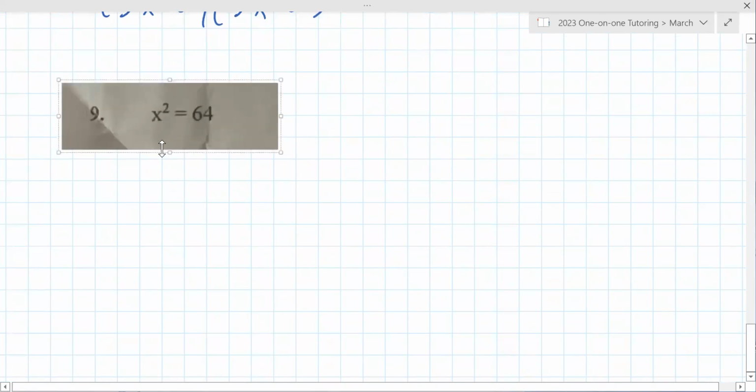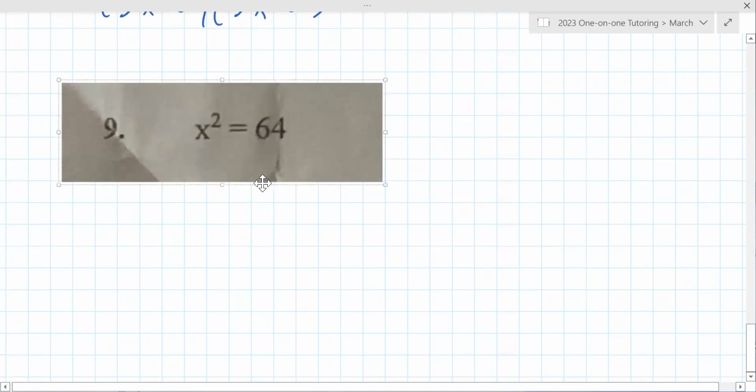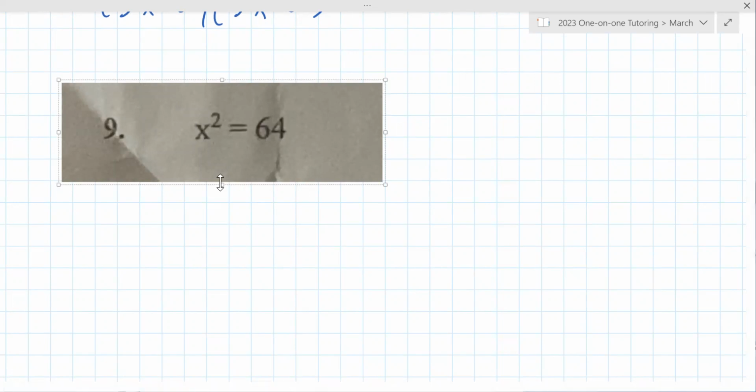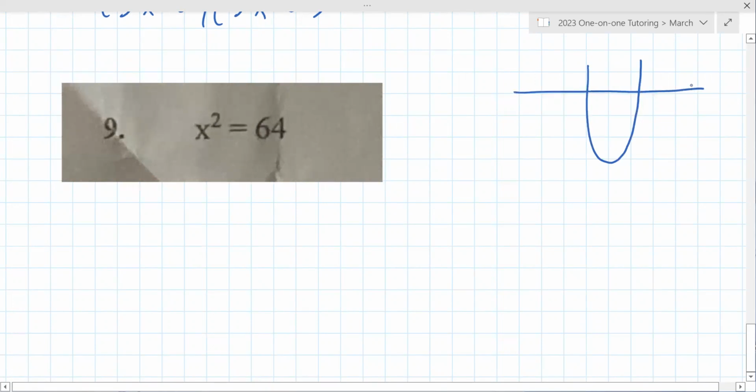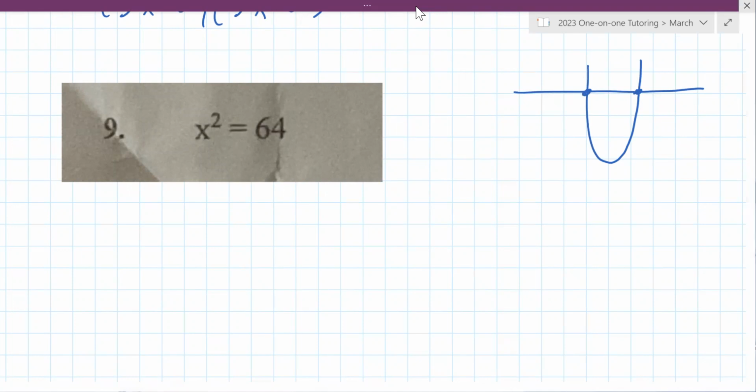Number 9 here. So we talked about this, I think, the other day. How many solutions do quadratics have? 1 or... So here's a quadratic. Here's the line. How many times does the line intersect the parabola? 2 times. It'd be 2.